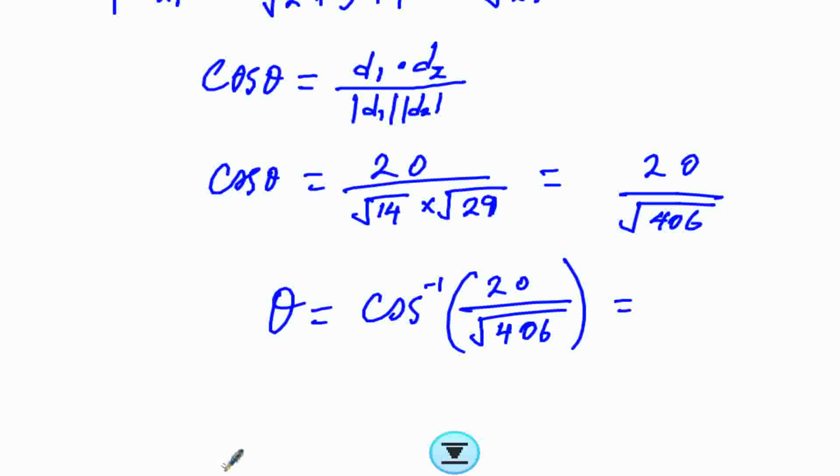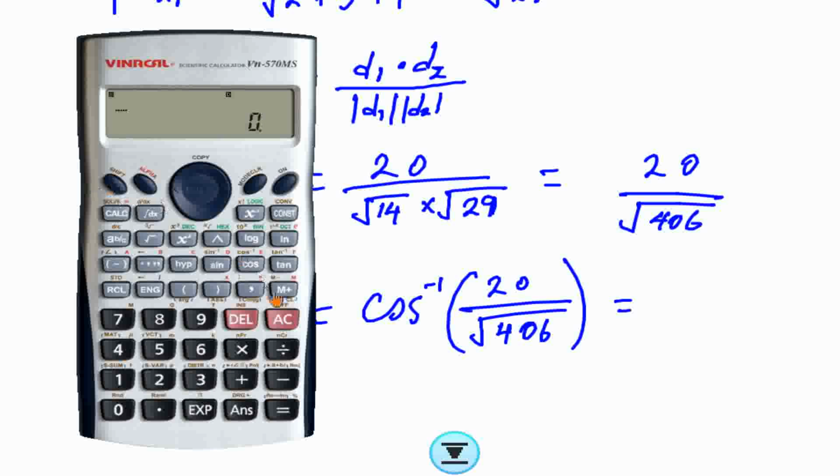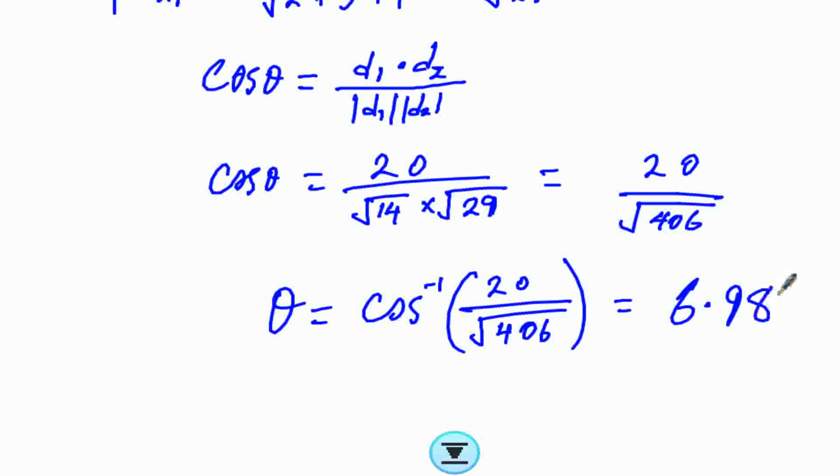So this will be the cos inverse of 20 divided by the square root of 406, and that is our answer. It is 6.98 degrees.